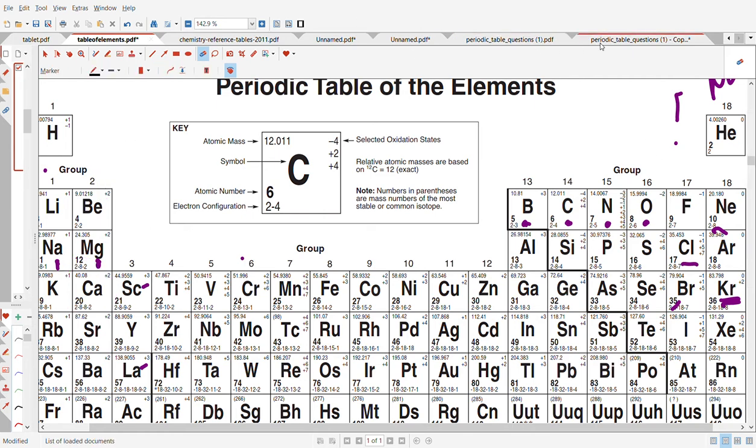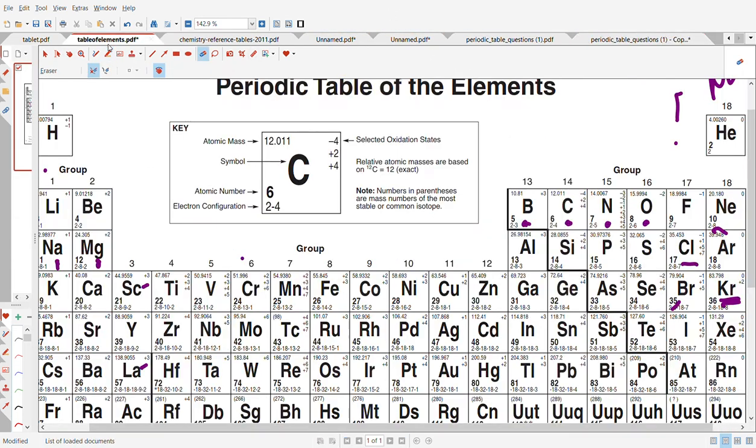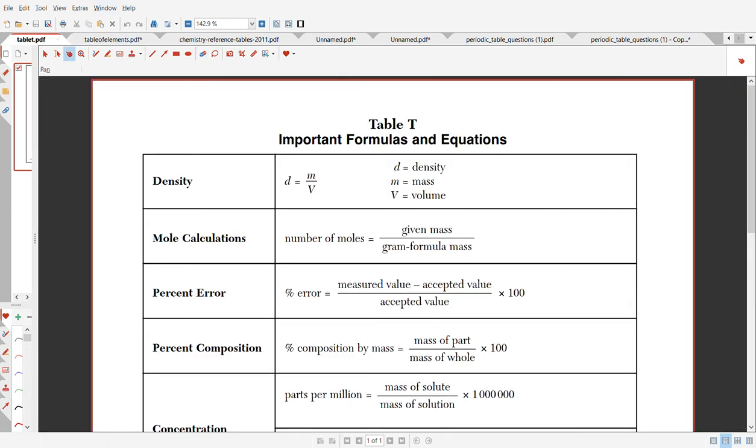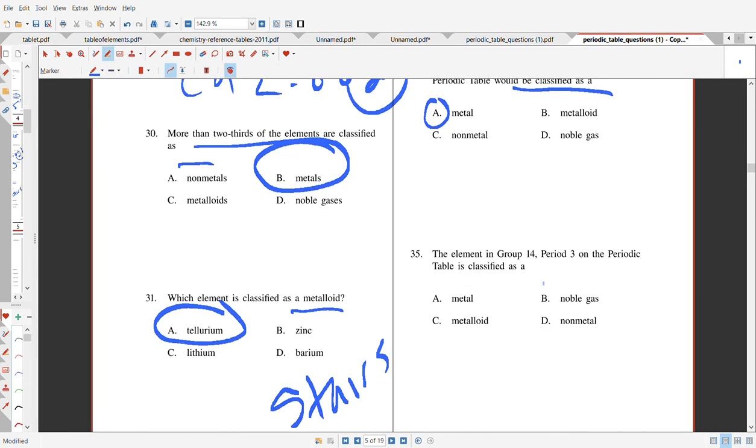Periodic table, so damn boring, right? And then elements appear for group 1. What are they classified as? Let's look. Group 1. Well, group 1 over here is definitely a metal, just not H. So metal. Group 14, period 3. Let's go look that up.